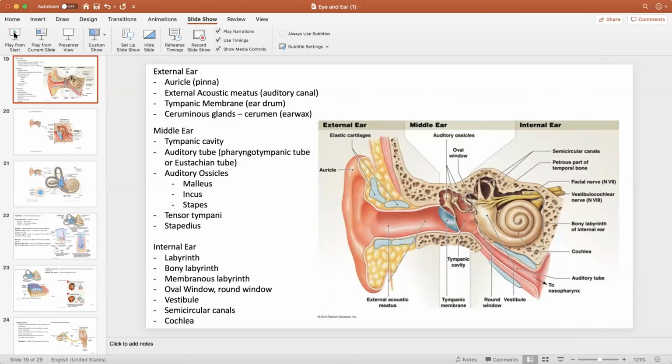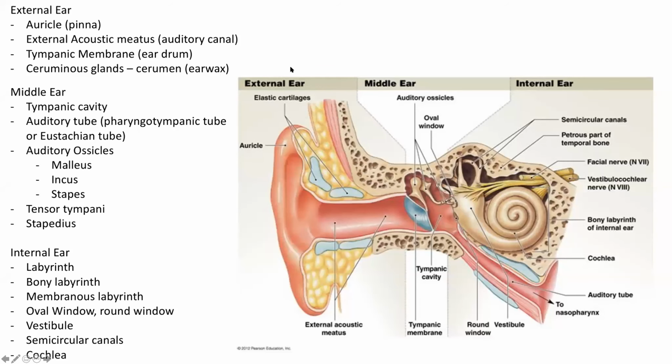Okay. Hey guys, this is a continuation of the special senses ear and eye presentation. We're going to pick up with the ear. Initially, we're going to go through just the structures of the ear, and then get into the mechanics of how the vestibular system actually works and how the cochlear portion works, and how we hear.